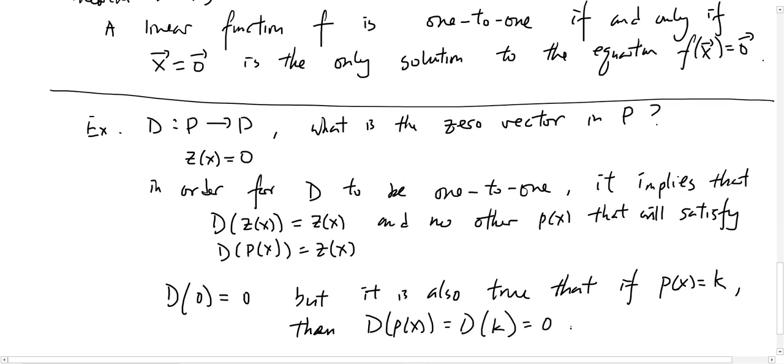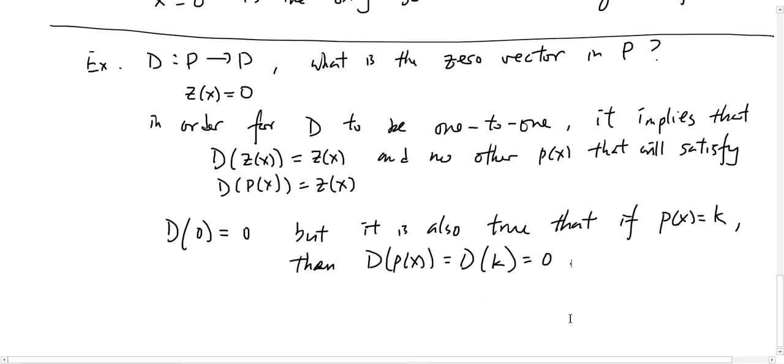So therefore, in this case, not only our 0 element, z of x, which is equal to 0, would satisfy the equation that when I put it through the differential operator, I get 0. But as a matter of fact, any constant polynomial would also do that. And so therefore, it shows that D is not 1-to-1. So we show that z of x equal to 0 is not the only solution.